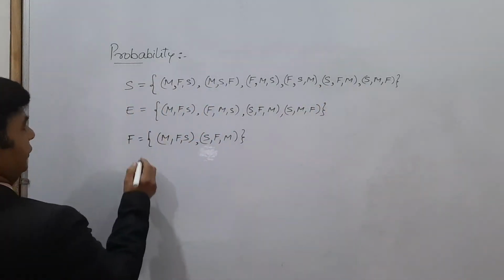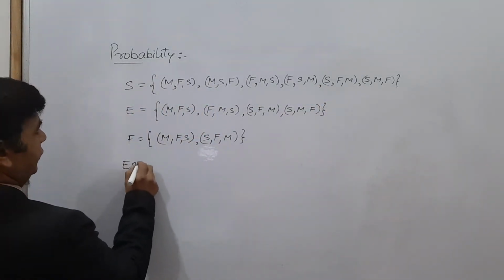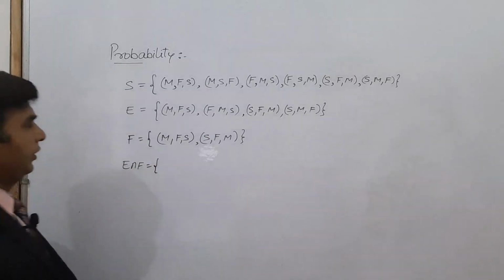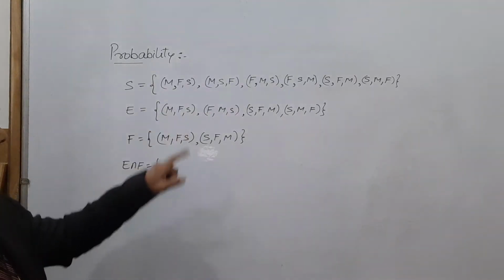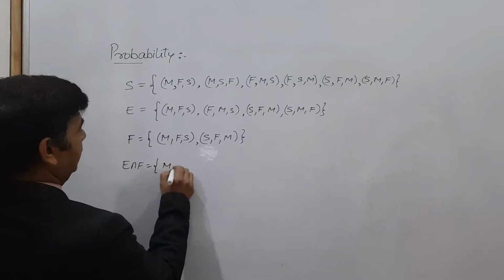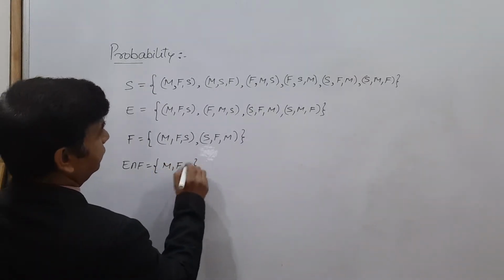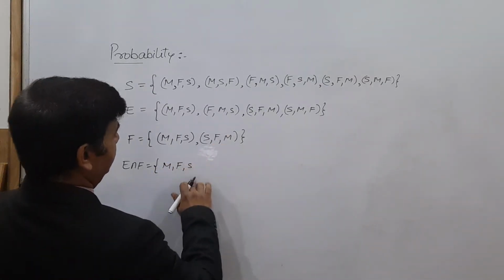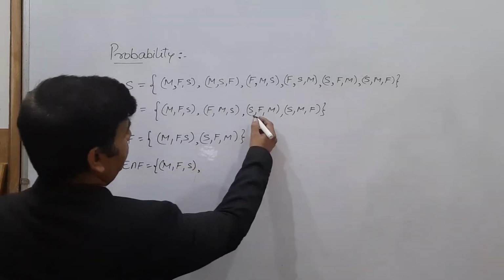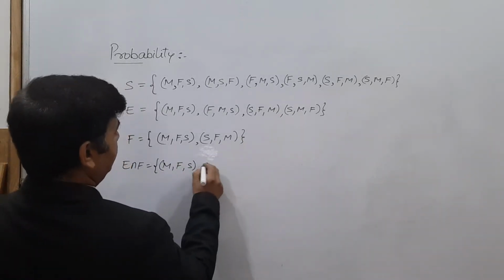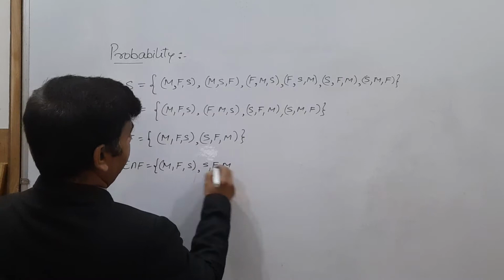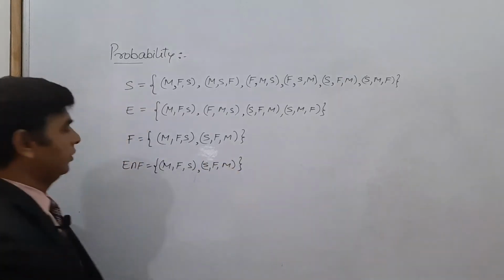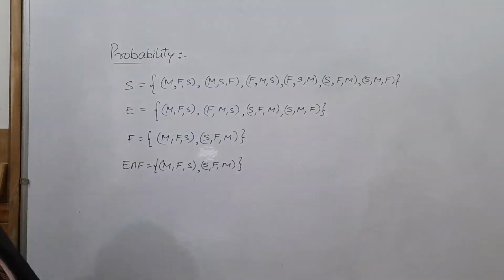So what about the probability of E intersection F? First of all, let me find the elements of E intersection F. Only one is there, mother, father, and son. This is also there. The second case is also there in which son, father, mother is there. Only two cases are there which are common to both the sets E and F.